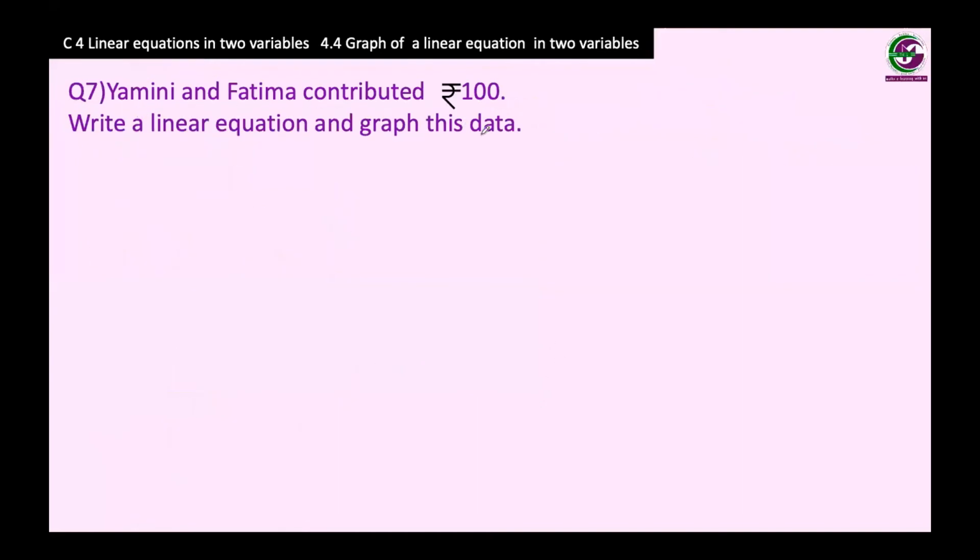Yamini and Fatima contributed ₹100. Doesn't matter who contributed first. Let's take Yamini. So in your notebook, you can write, let Yamini contribute x rupees, then Fatima contributed y rupees, then x plus y together, plus is 100. So this is the linear equation.